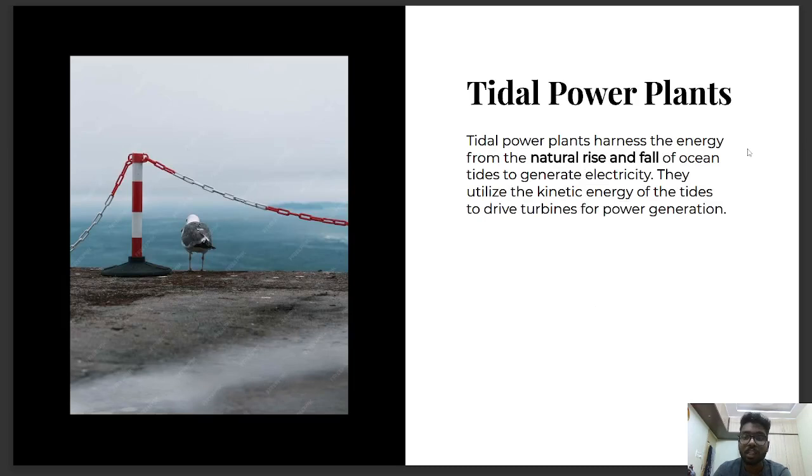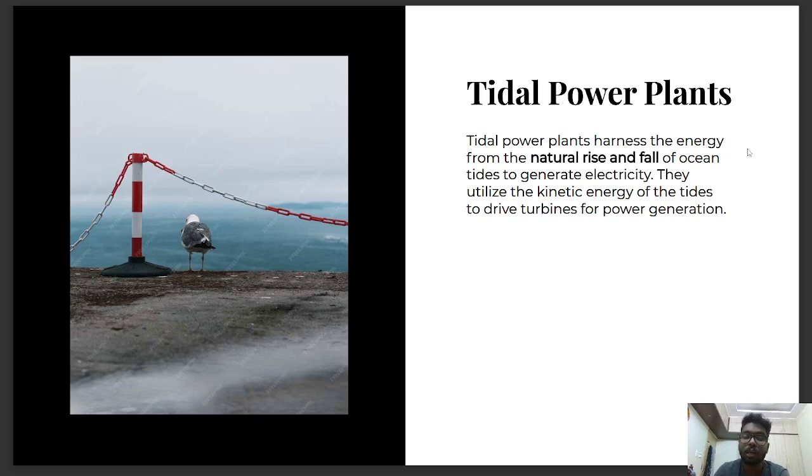Tidal power plants. Tidal power plants harness the energy from natural rise and fall of ocean tides to generate electricity. They utilize the kinetic energy of the tides to drive turbines for power generation. So these type of power plants use the waves basically in the oceans and seas. When the high tide comes, this uses the energy of the tides to generate electricity.